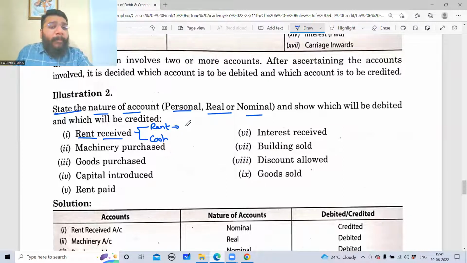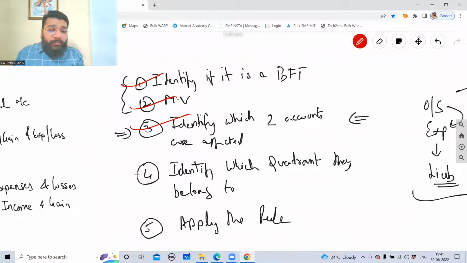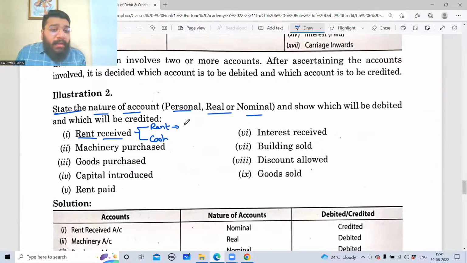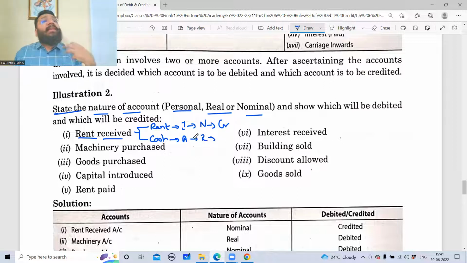Rent received. When will I receive something? If it is only my income. So which quadrant does it belong to? Identify the quadrant. So rent is the income quadrant. So income, what is the rule? Nominal rule. And what is the rule? Debit all expenses and losses, credit all income and gains. So I'll credit it. Cash, can I say asset? Rule is real. When I receive the rent, cash will come in or go out? Come in. So debit what? Comes in. Debit.